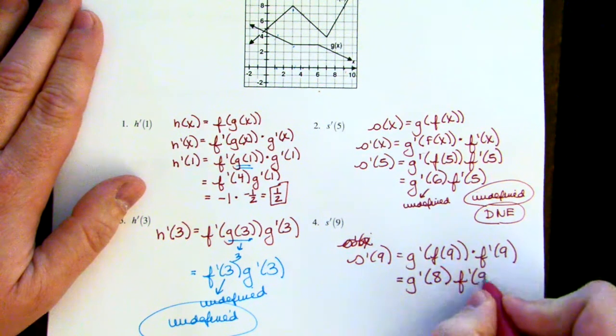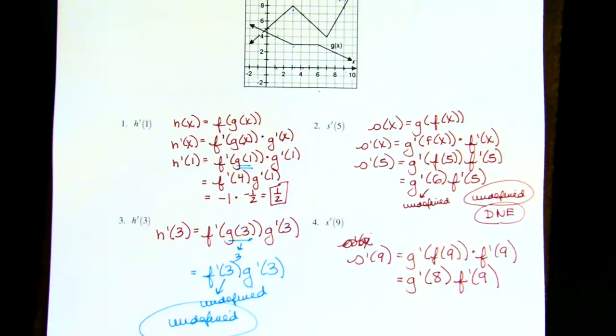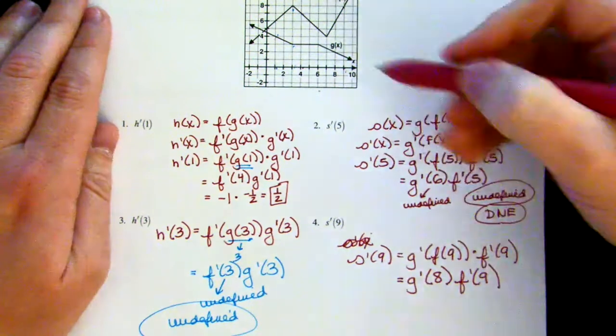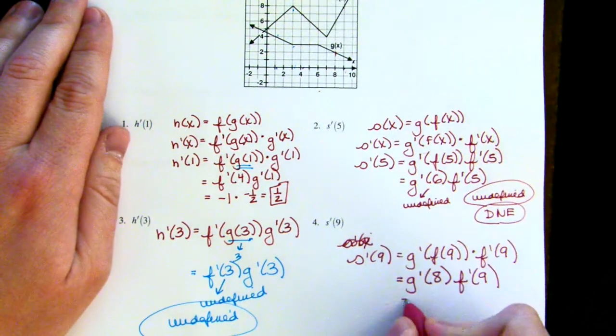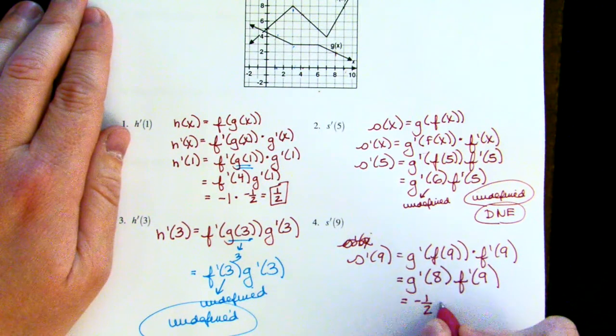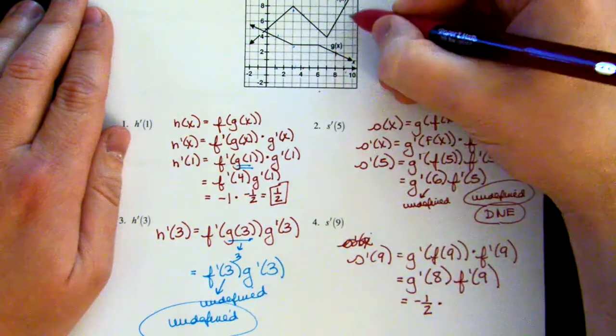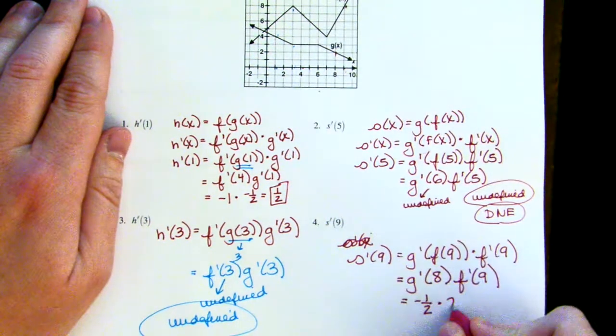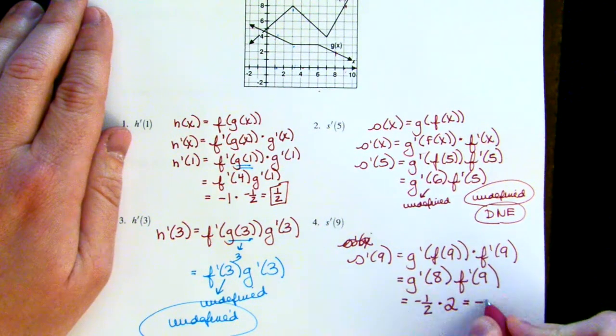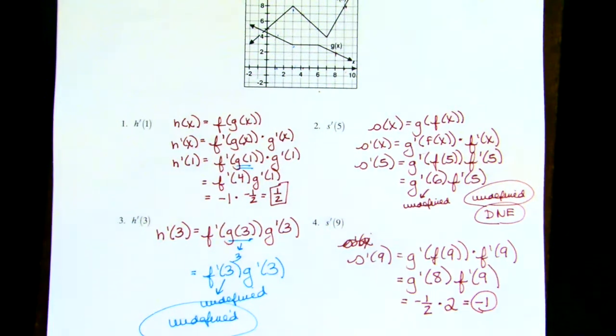So we're getting g prime of 8 times f prime of 8. G prime of 8, well, my slope there looks like negative a half. F prime of 9, my slope here looks like positive 2. So I'm thinking negative 1 for that answer.